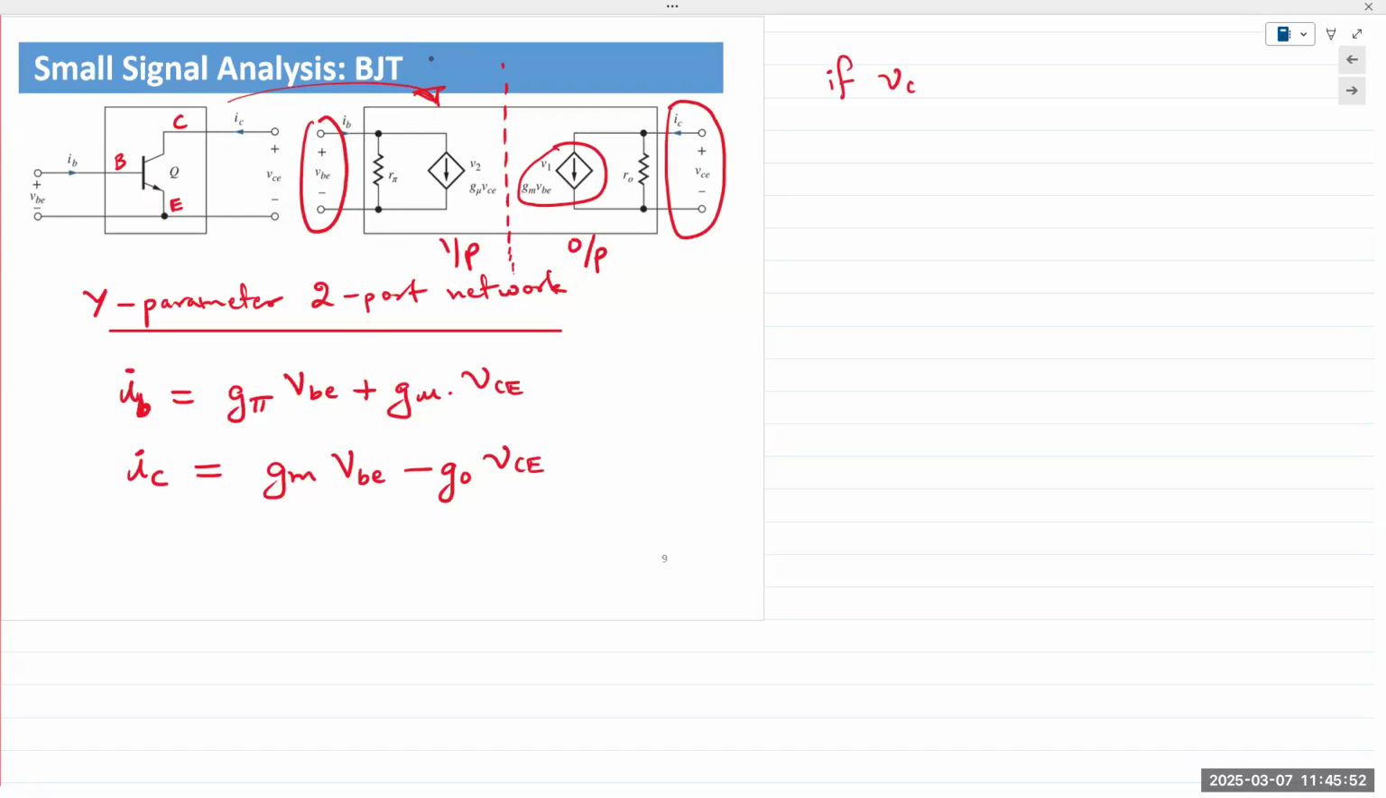If a condition exists where VCE is equal to 0, meaning at the Q point, then I can write directly for g pi the equation as IB over VBE. I can write gm as IC over VBE.